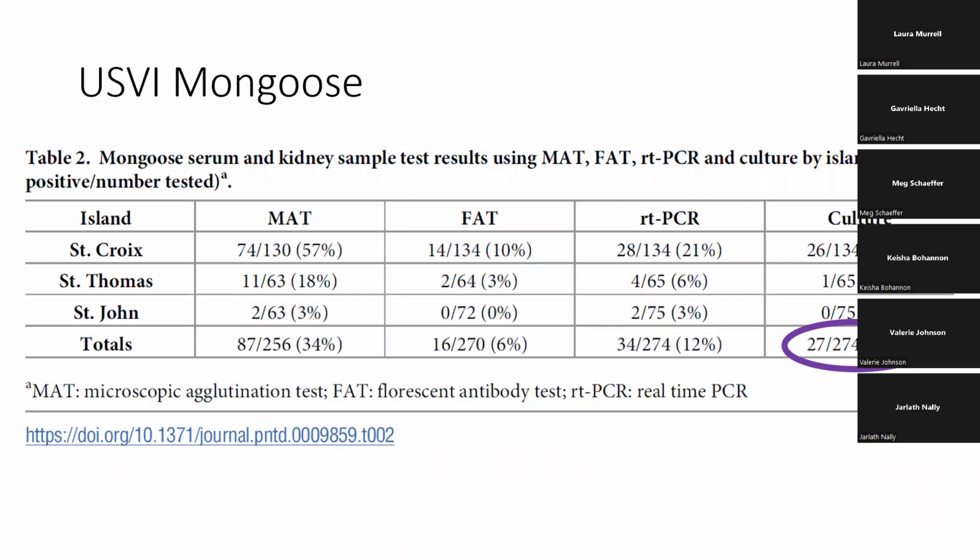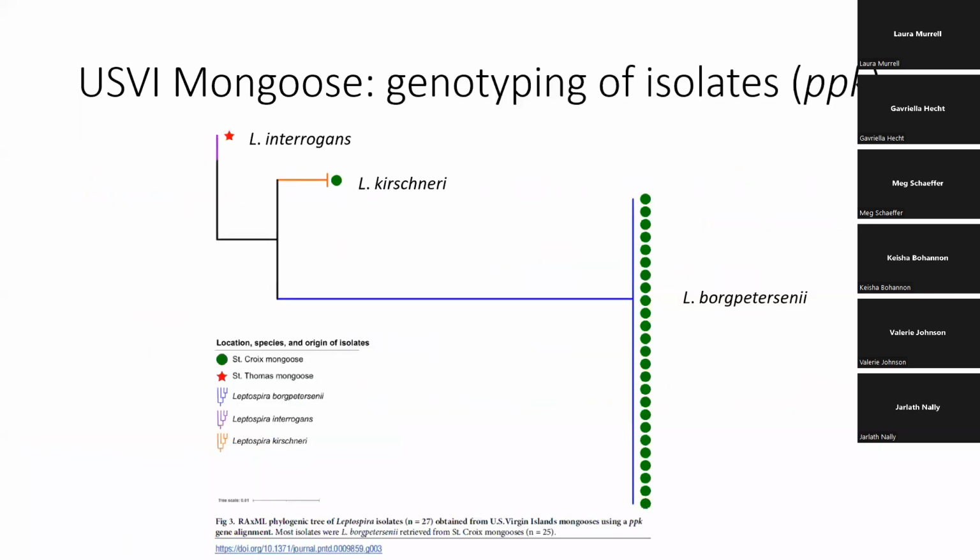When we first looked at the USVI mongoose across the three islands, 10% of those animals were positive. We recovered 27 isolates. Next slide, please. When we did the speciation of the 27 isolates, 25 belonged to Leptospira borgpetersenii, one Leptospira kirschneri, and one species interrogans. Next slide, please.